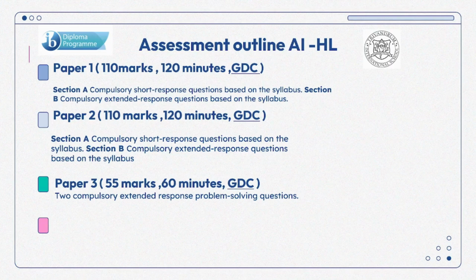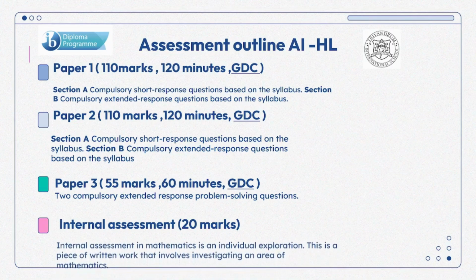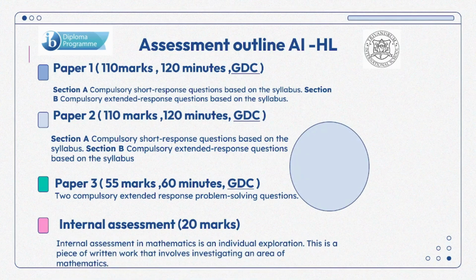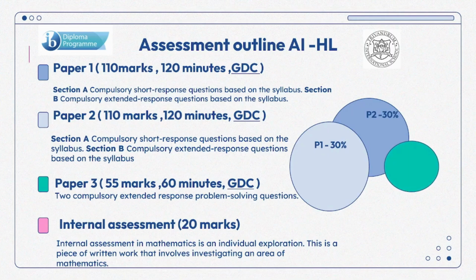Paper 3, 55 marks, duration 60 minutes, GDC allowed. 2 compulsory extended response problem solving questions. Internal assessment 20 marks. Paper weightage for paper 1 30%, paper 2 30%, paper 3 20%, and IA 20%. That makes 100% for AI HL.